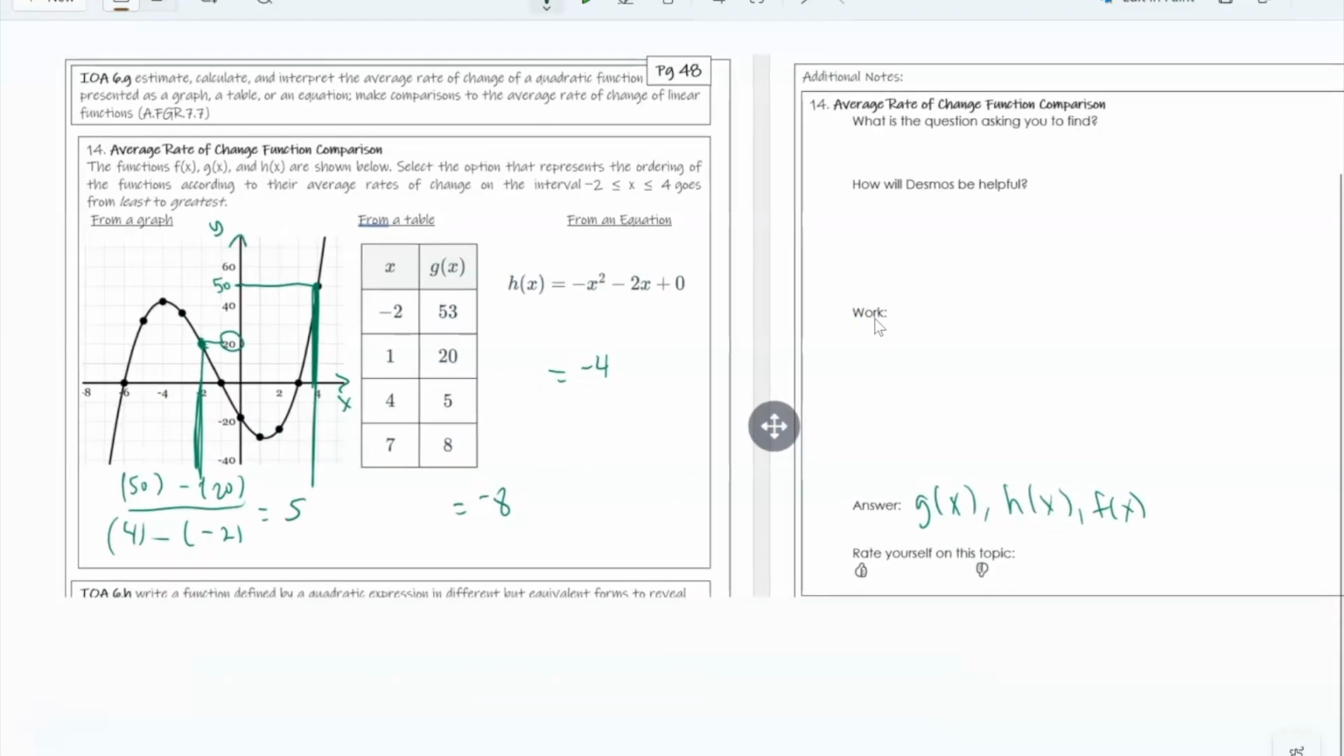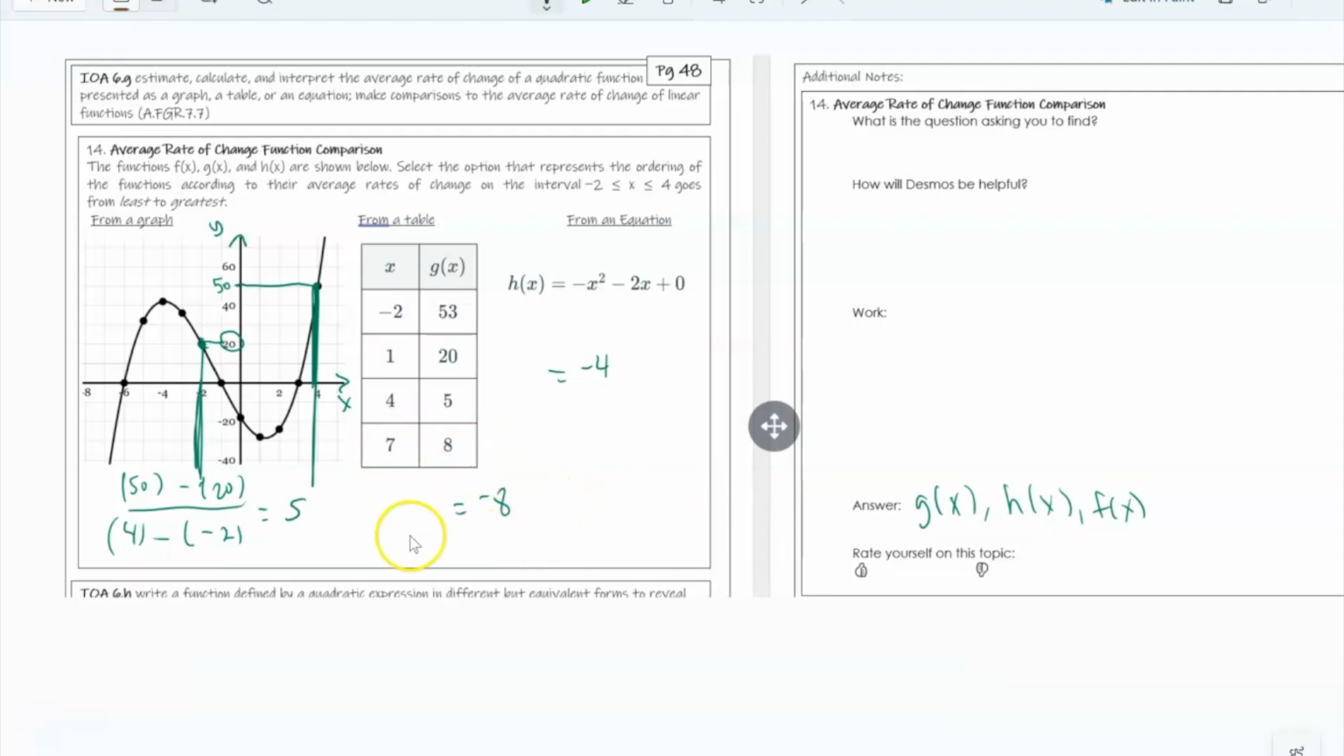Sometimes what they'll do is they'll ask you to write which one is growing the fastest, but it doesn't matter what direction. So they won't say which one is increasing the fastest in the positive or in the negative. They'll just say which one has the fastest average rate of change. When they do that, they don't care whether it's a negative rate of change, whether it's decreasing really fast or whether it's increasing really fast. All they care about is which one is changing the fastest.